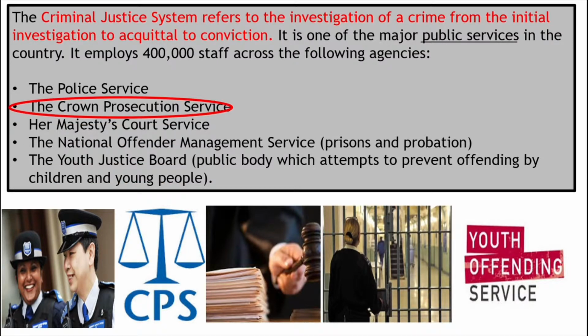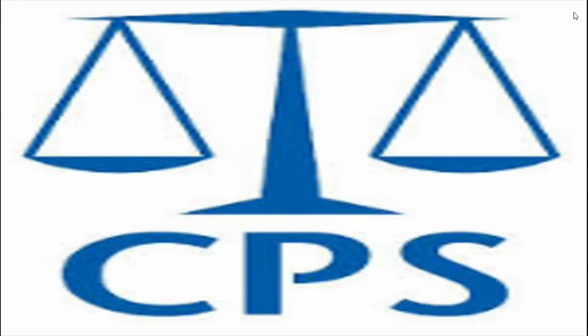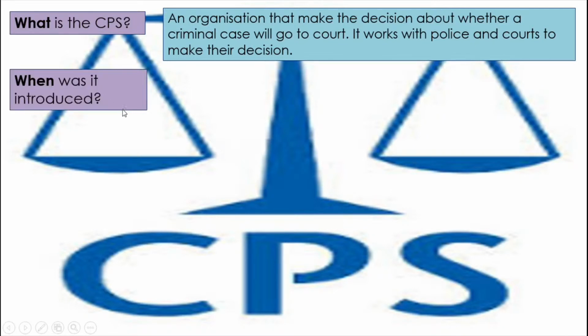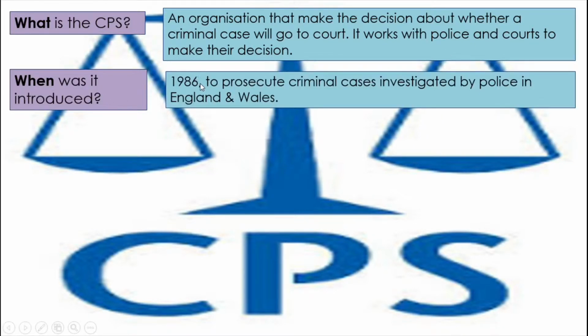We're now going to look at the role of the Crown Prosecution Service. Key information you need to know about the Crown Prosecution Service will be displayed as questions and answers. What is the CPS? It's an organisation that makes the decision about whether a criminal case will go to court or not. It works with police and courts to make their decision. When was it introduced? It was introduced in 1986 to prosecute criminal cases investigated by police in England and Wales.